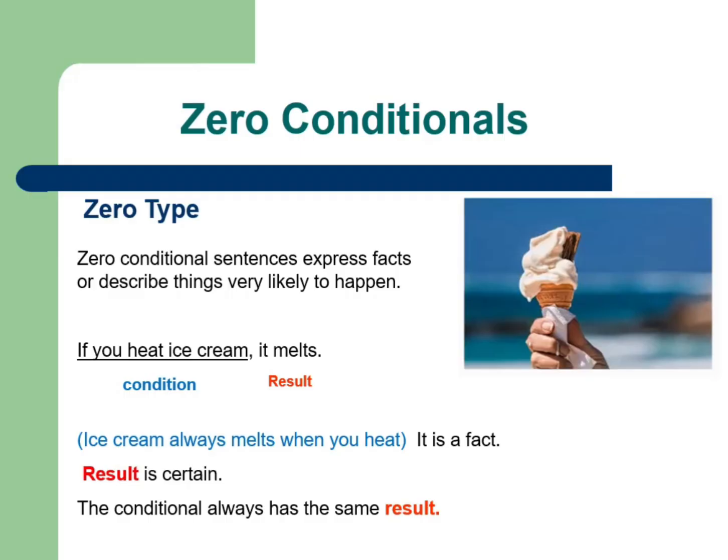Okay, let's see the example. If you heat ice cream, this is the conditional clause. It melts. So you see the first one is the condition. If, the result you will see.